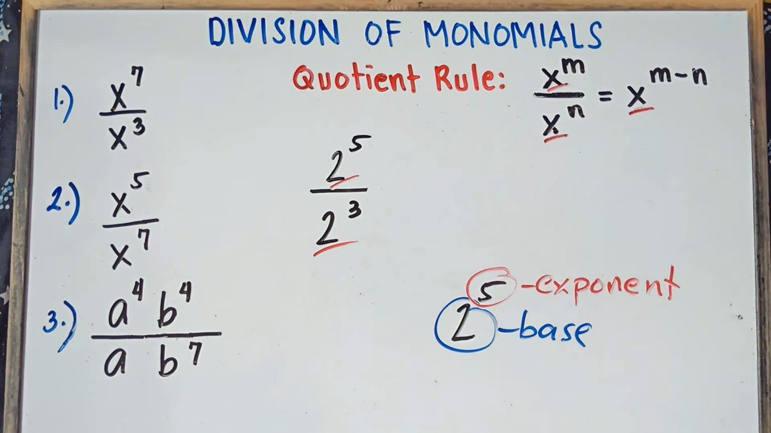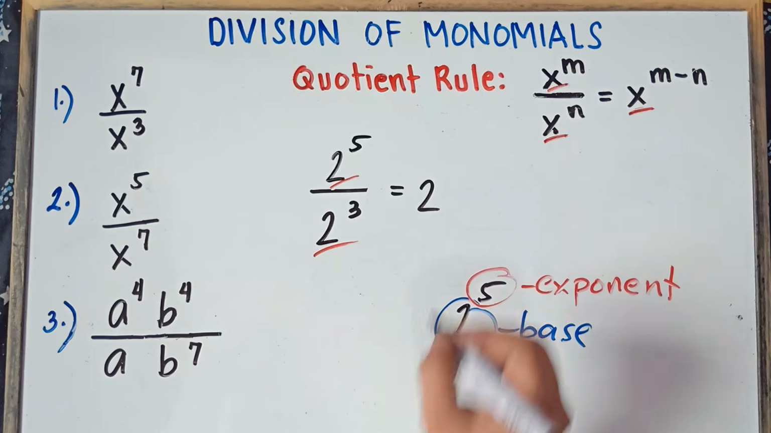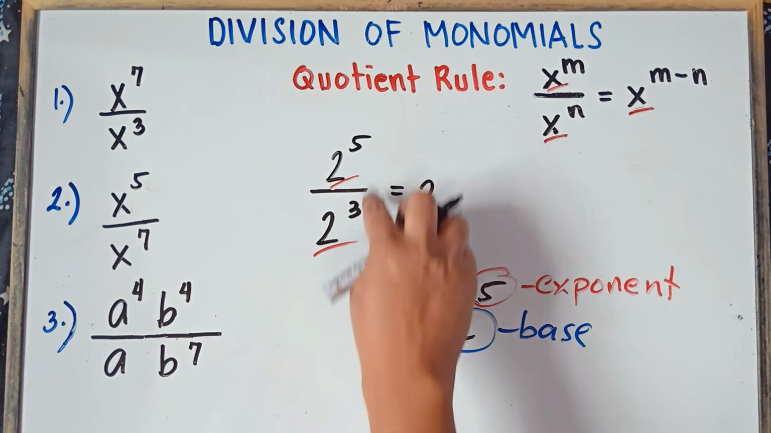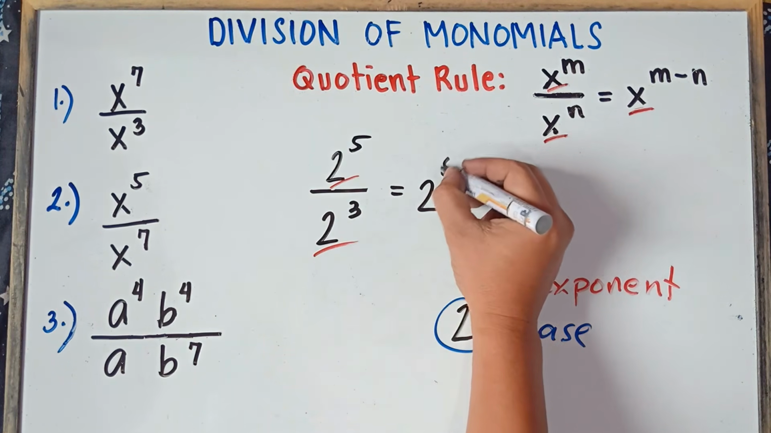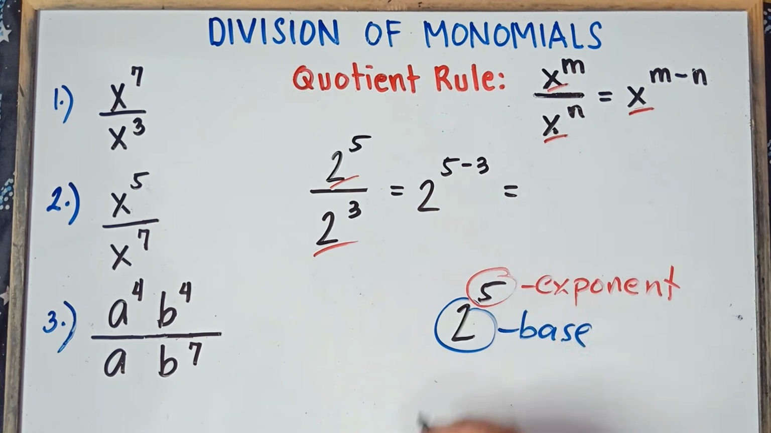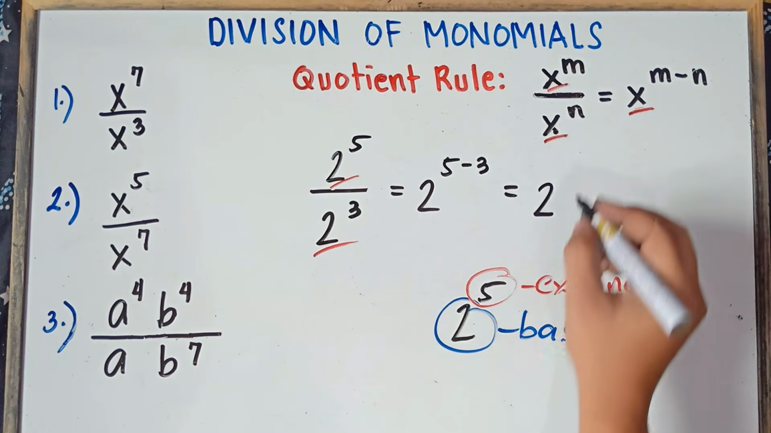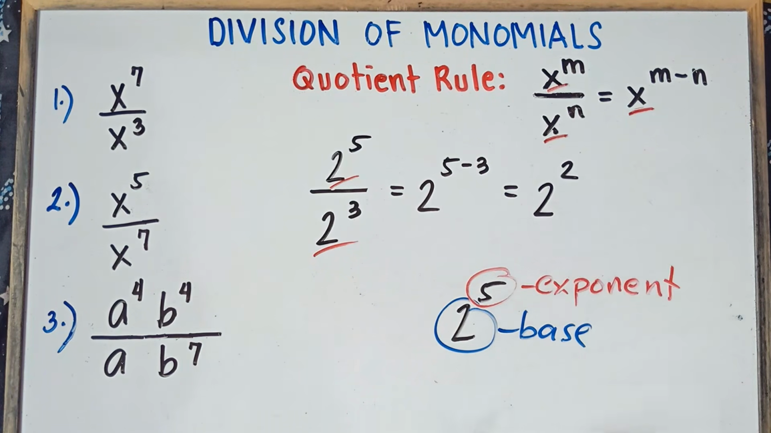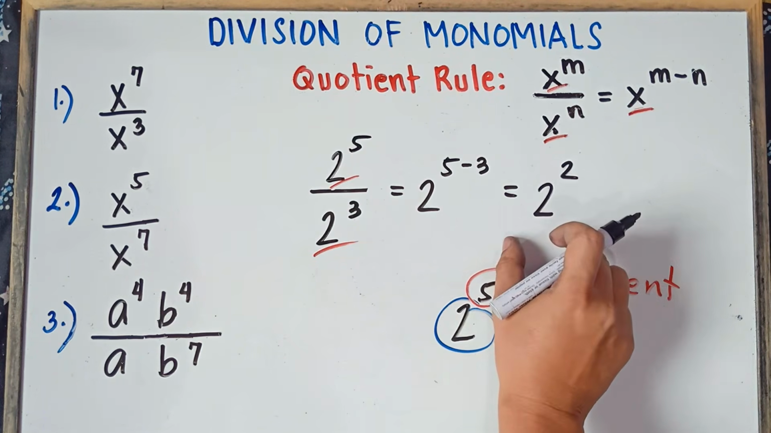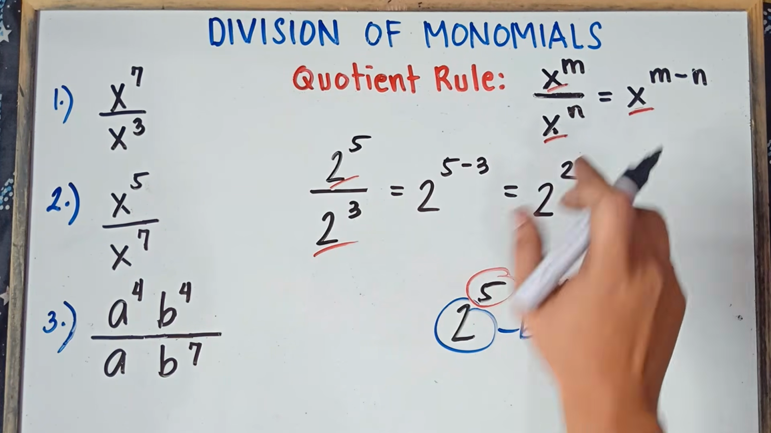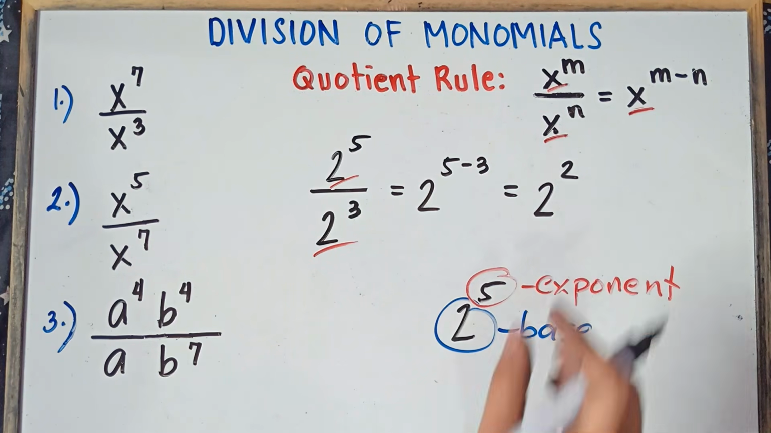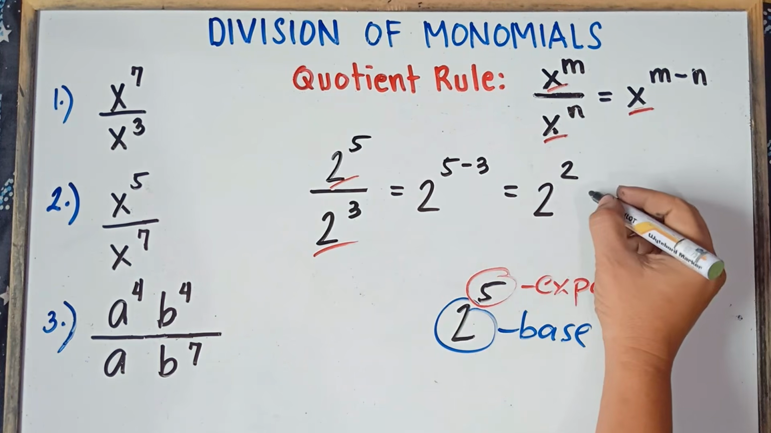So therefore, we can copy the base, that would be 2, and then simply subtract the exponent, that would be 5 minus 3. So copy 2 and then 5 minus 3. What's the answer, class? That's correct, that would be 2. Can we simplify this one? Yup, we can simplify that one, class. If you have a number raised to the power of another number, you can always simplify that. So 2 raised to the power of 2, what's the answer, class?